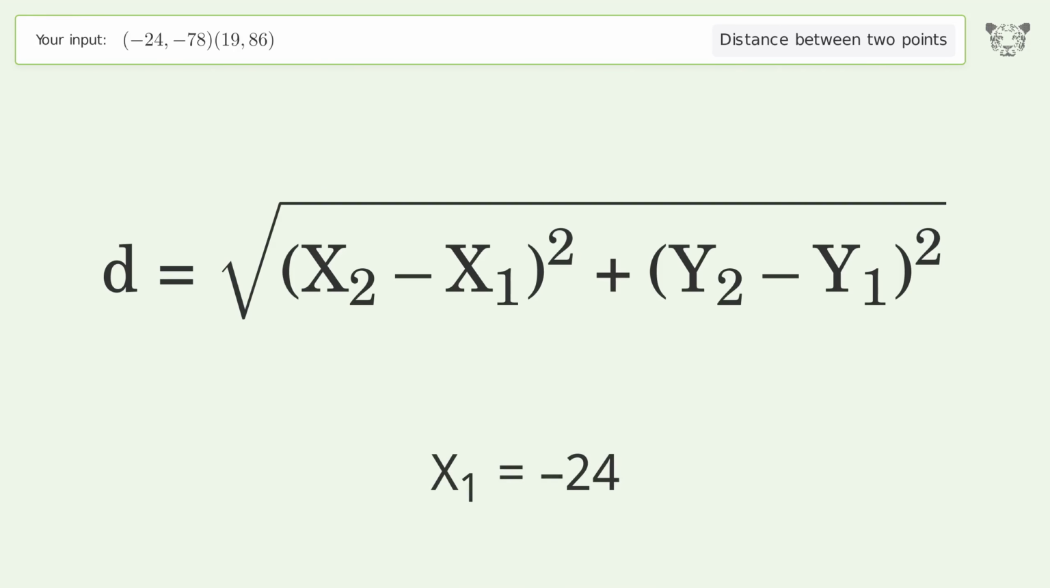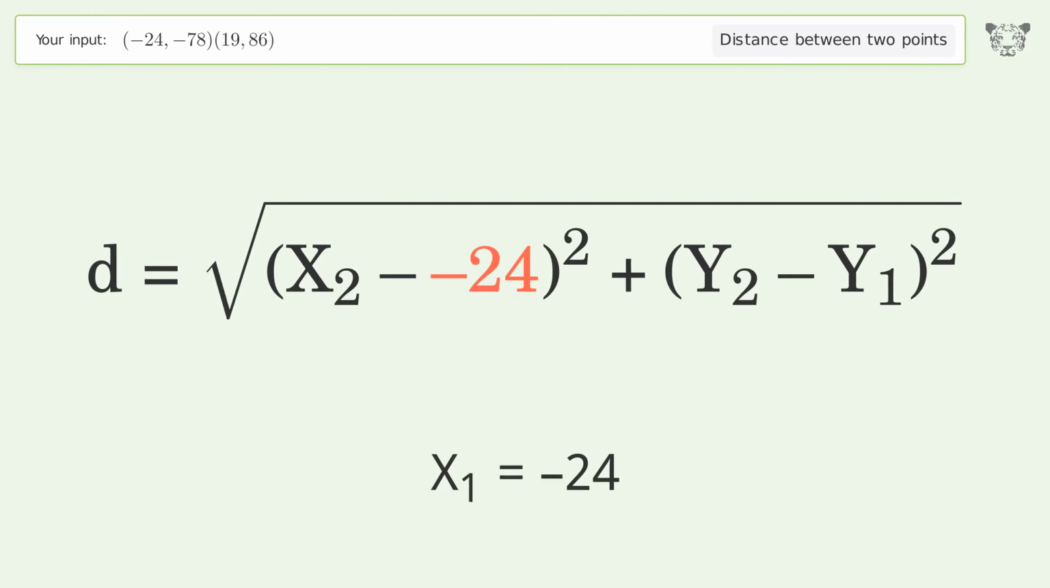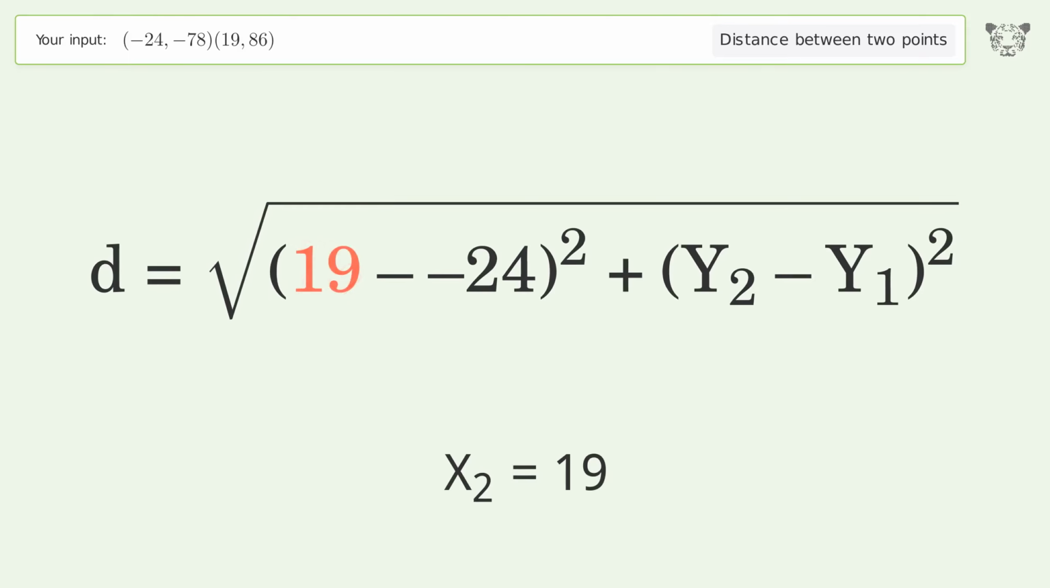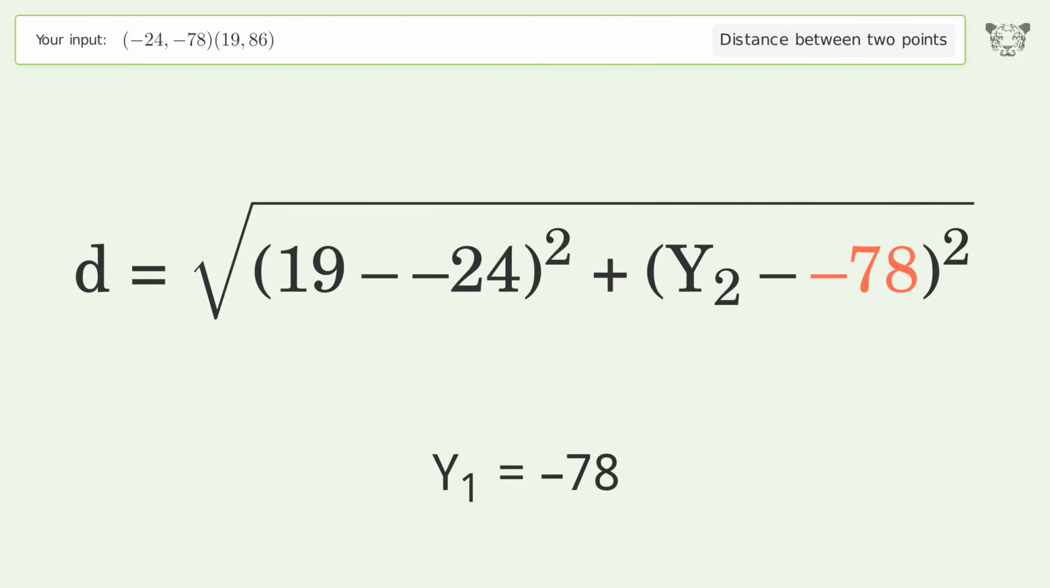x1 equals -24. x2 equals 19. y1 equals -78. y2 equals 86.